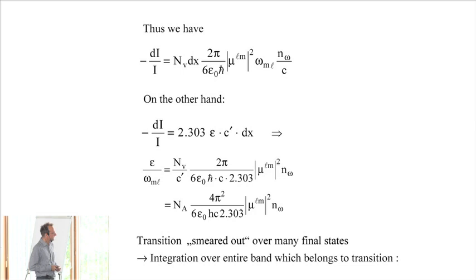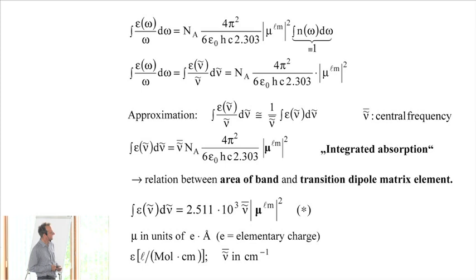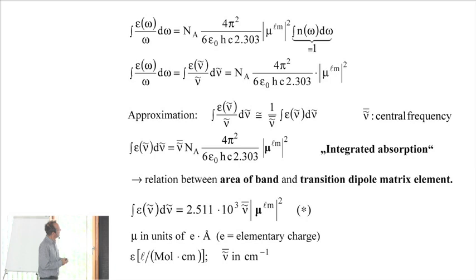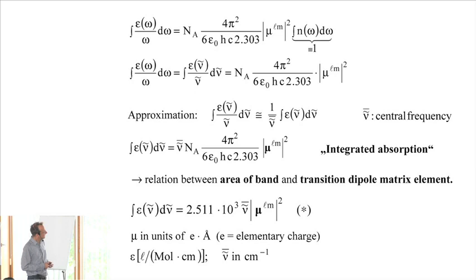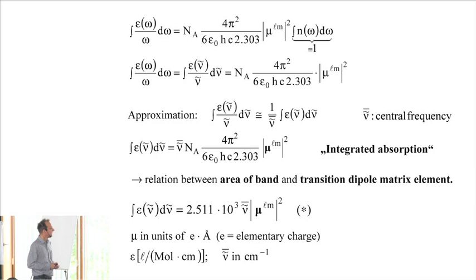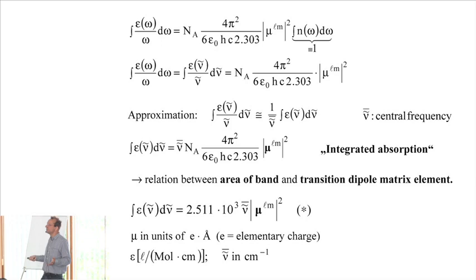And now we note the transition is smeared out over many final states, so we have to integrate over the entire band. So we make an integral of epsilon over omega d omega, where we integrate the energy density of states, which gives 1. You just integrate over the whole band. And you can write this integral also in terms of wave numbers, and have, in principle, on the right-hand side just the transition dipole matrix element times a constant. And now you have a product under the integral of epsilon over nu times the nu, and you make an approximation that the nu does not change much over the bandwidth. So you just put here a sample frequency.